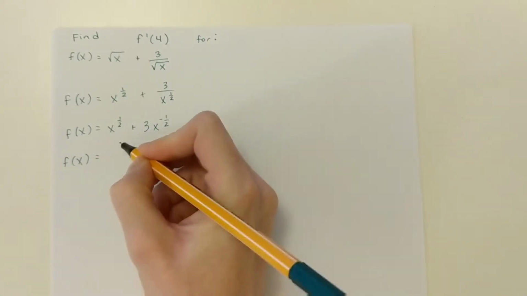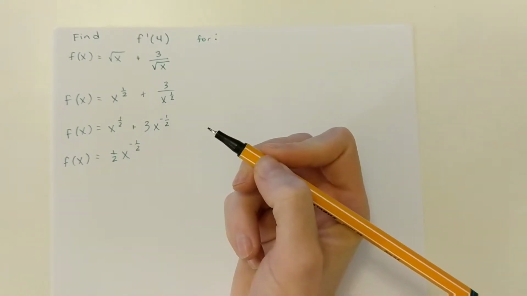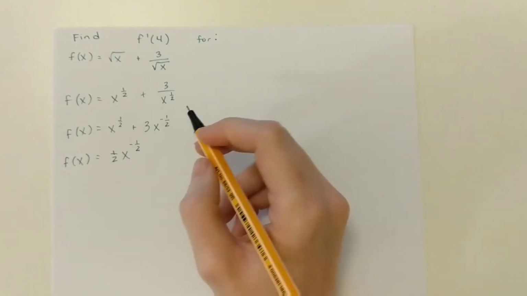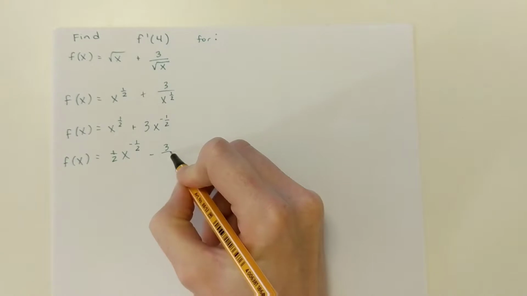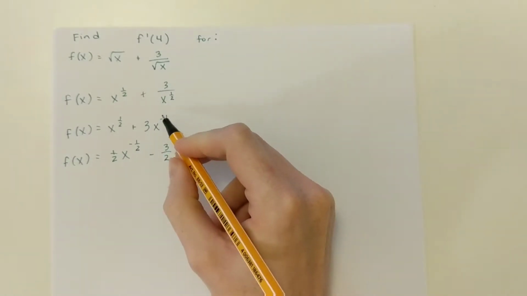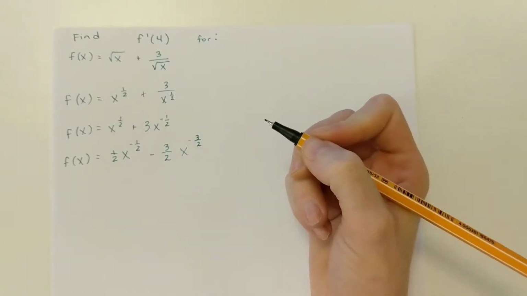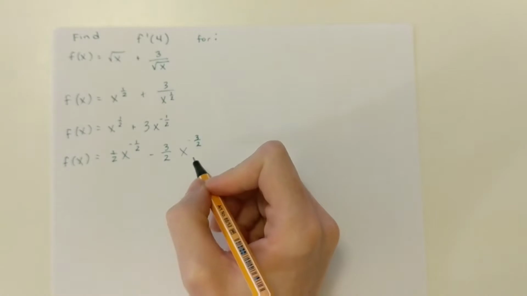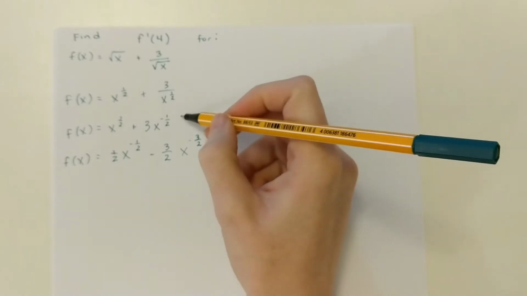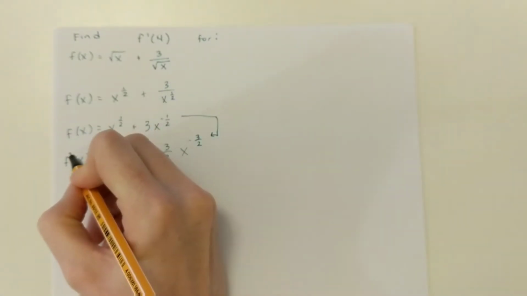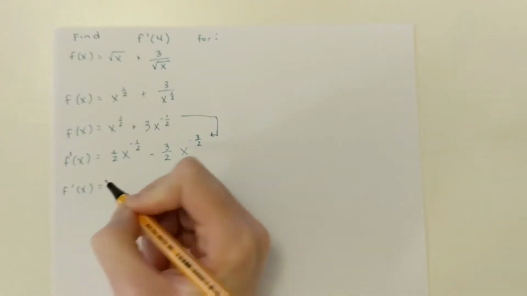So f prime of x is equal to 1/2 x to the negative 1/2. So we just subtracted 1 from 1/2. And then we're going to multiply 3 times negative 1/2, so that's negative 3/2. And when we subtract 1 from negative 1/2, we get negative 3/2. And now we're going to rewrite this back in the radical. I'm sorry, from here to here, we found the derivative, so let me put the prime right here. Okay, so we have the derivative and we want to change it back into a radical.